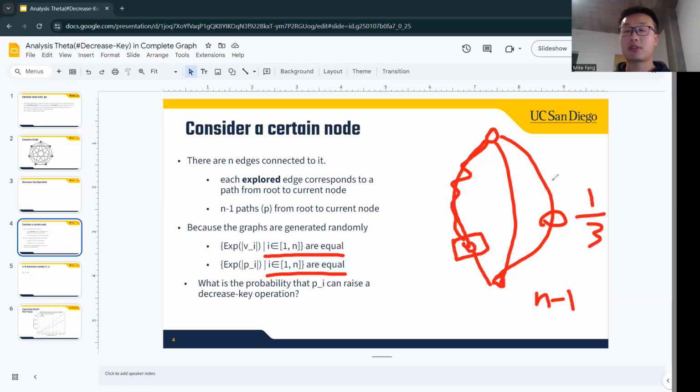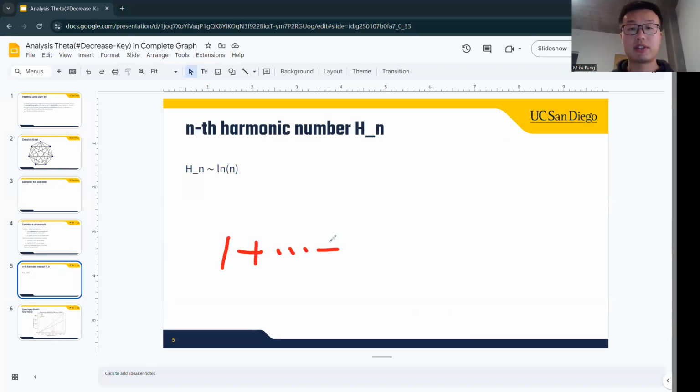Why? Because we are asking about the probability that the third path is the shortest path among the 3 paths. You can notice that the probability that the first path causes an operation is 1, and the probability for the second one is 1 over 2. So the whole number of decrease key operations that can be triggered corresponding to the current node is the sum of all the expectations: 1 plus 1/2 plus 1/3. Let's go to the next slide to write it. There will be 1 plus, and in the end, plus 1 over n-1, since we have n-1 paths. So it will be like this.